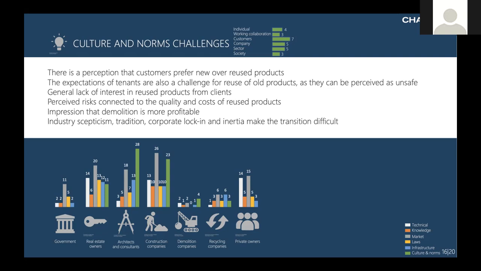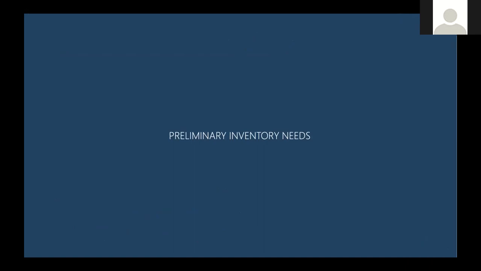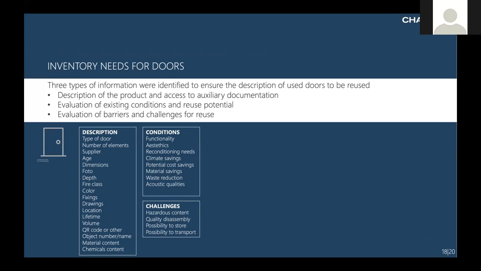So all of these are challenges that we need to consider, and we really need to take a step forward. So what we did next, we started trying to do a preliminary inventory of needs for specific types of products. We used this for doors and we looked into a couple of buildings and tried to identify what type of information we would need to describe doors in a building that could possibly be reused later on. So first of all, we identified three types of information that need to be identified to ensure the description of used doors to be reused.